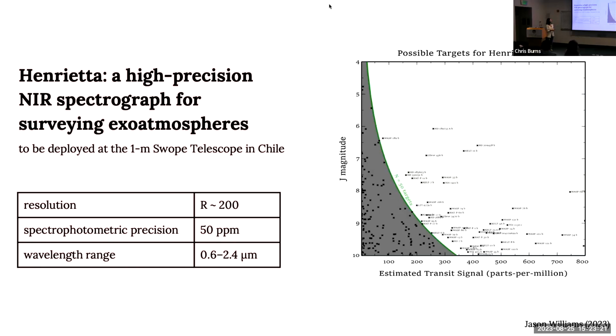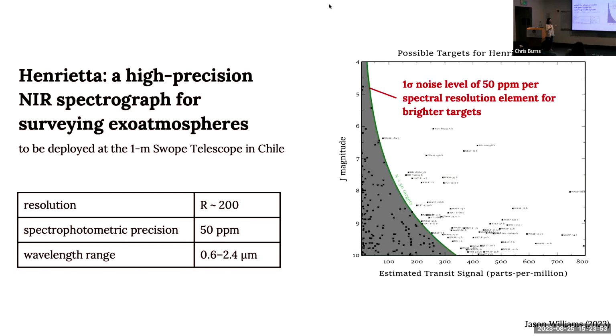And the plots here are the targets. We're showing the distribution in terms of estimated transit signal in parts per million and J-band magnitude, or how bright a target is in the near infrared. The key takeaway from this graph is that if you go up along the y-axis to get to brighter targets, that is the region where Henrietta is predicted to achieve a 1 sigma noise level of 50 parts per million per spectral resolution element. And so this is really remarkable.